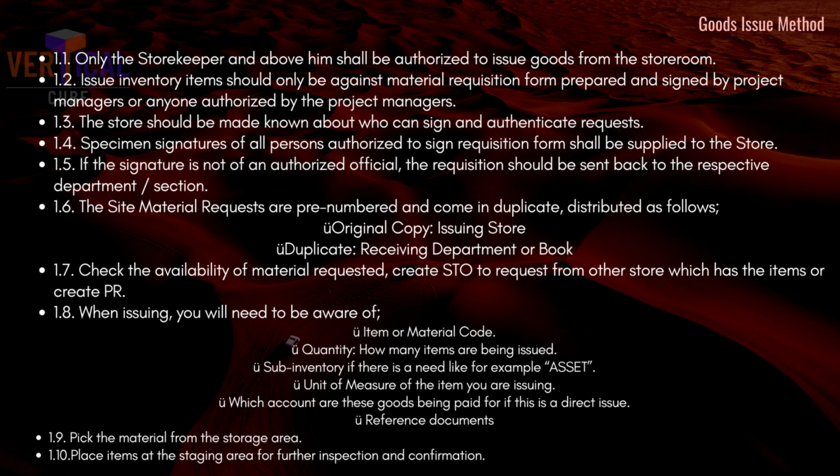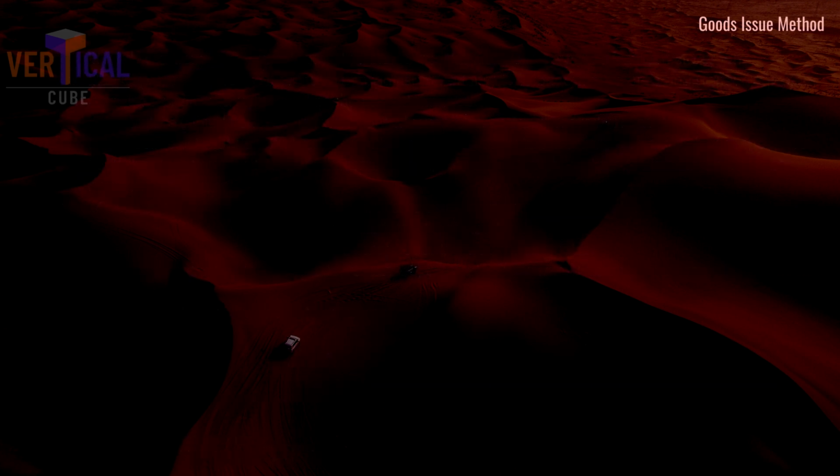Quantity, how many items are being issued. Subinventory, if there is a need, for example asset. Unit of measure of the item you are issuing. Which account are these goods being paid for, if this is a direct issue? Reference documents. 1.9 Pick the material from the storage area. 1.10 Place items at the staging area for further inspection and confirmation.